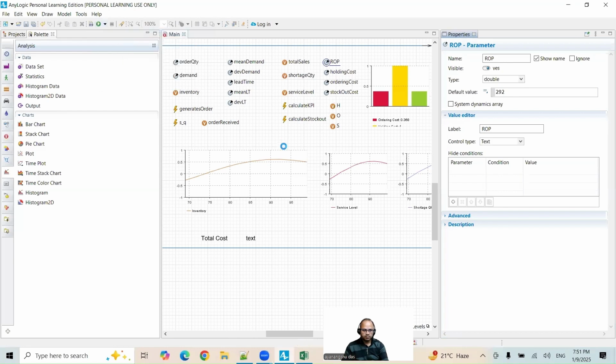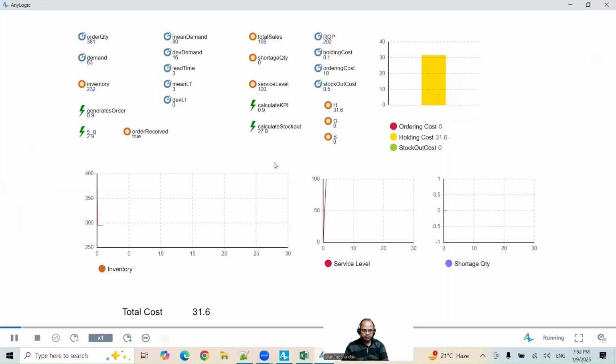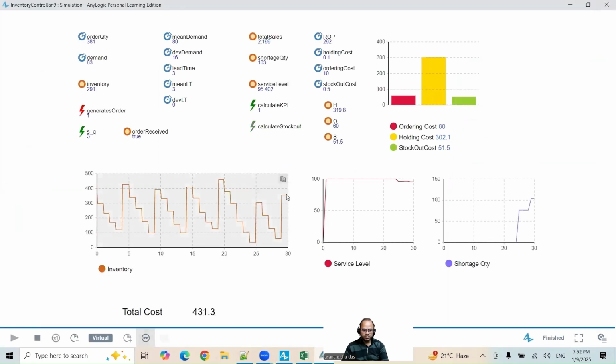So let's see. Now, we see that the total cost has reduced from 584 to 431, the service level has improved drastically to around 95%, and the storage quantity was also reduced. But still, there are some shortages.